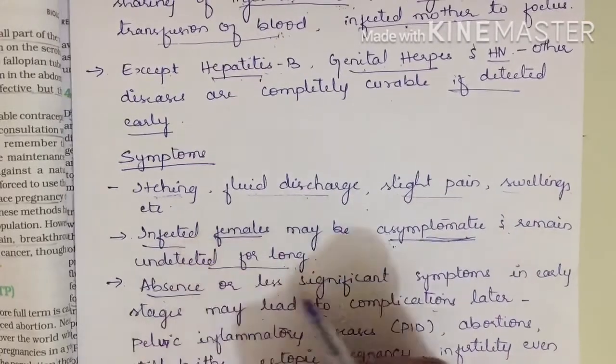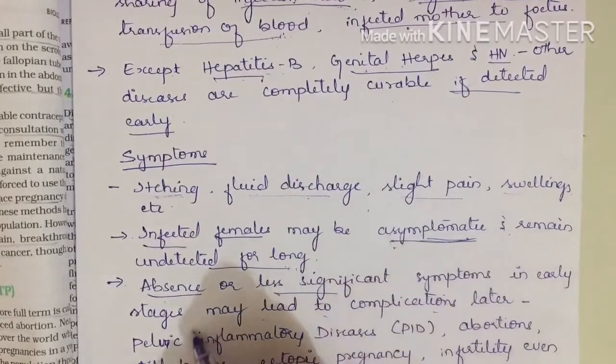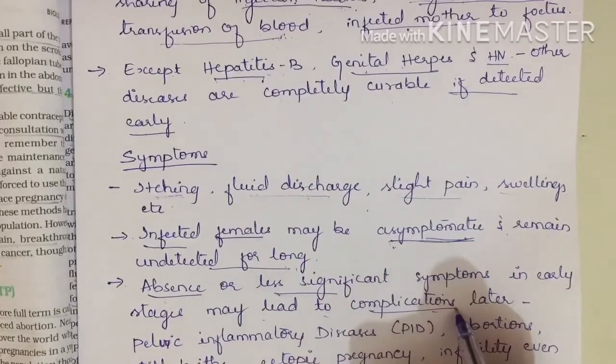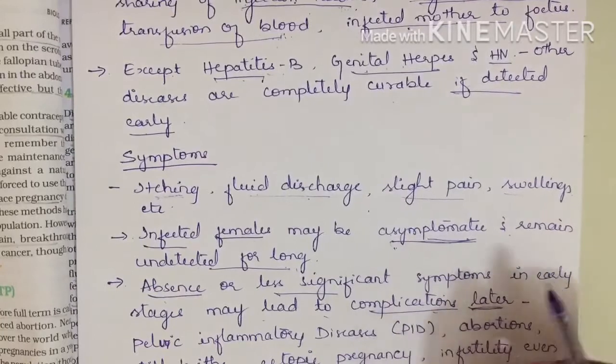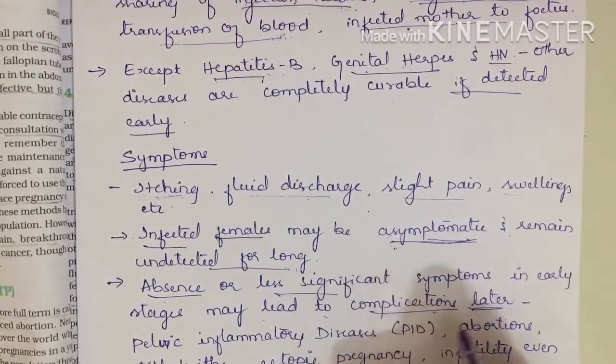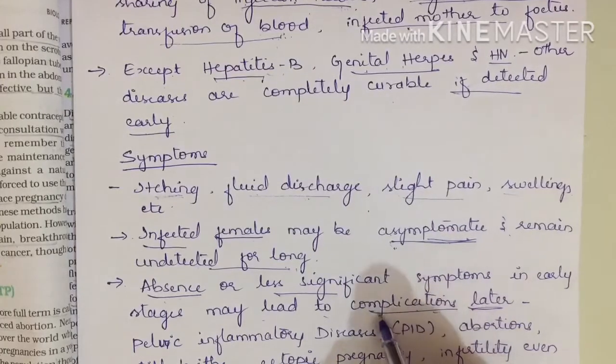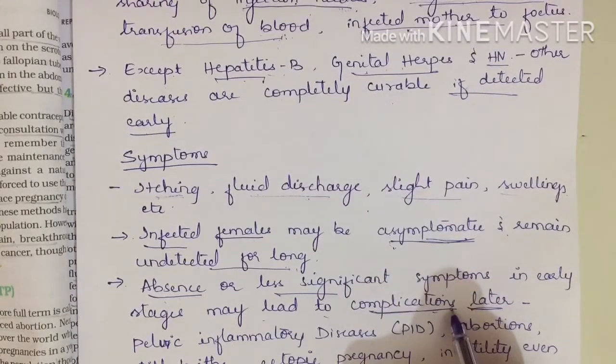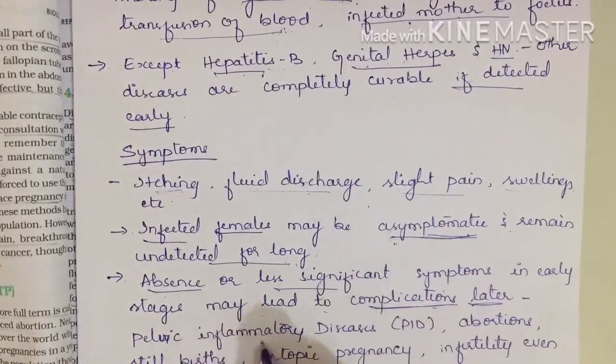Okay, next, absence or less significant symptoms in early stages may lead to complications, right? If there is an absence of symptoms or there are fewer symptoms in early stages, it will lead to complications in later stages. If it has been detected early, it can be easily diagnosed. If it has not been detected, it can lead to complications in a later stage. The later stage complications are what? Pelvic inflammatory diseases. Okay, in the pelvic region.